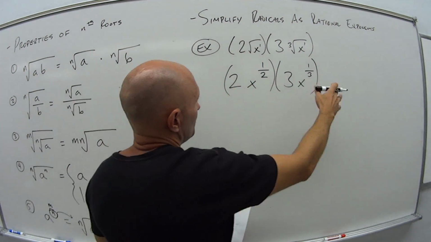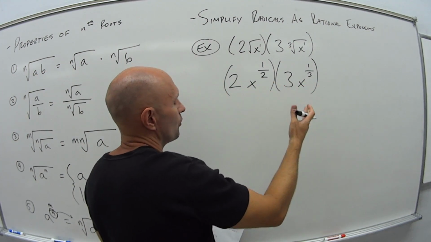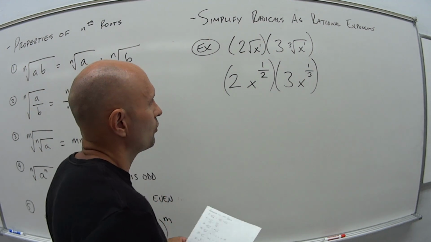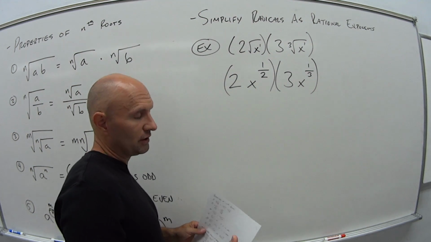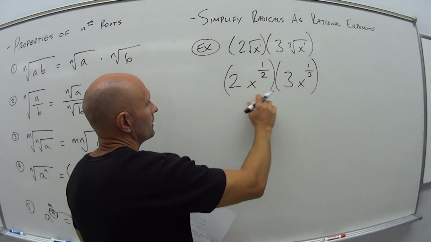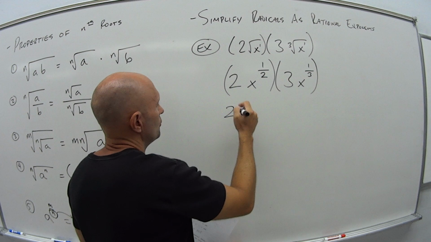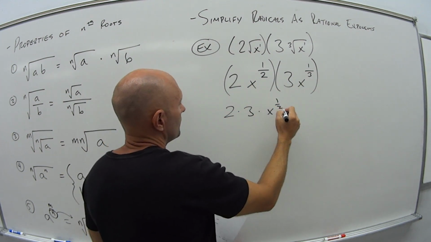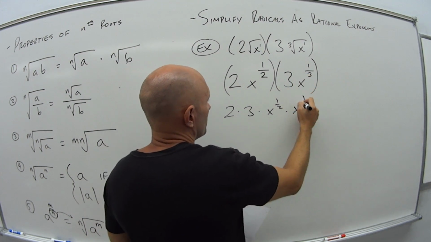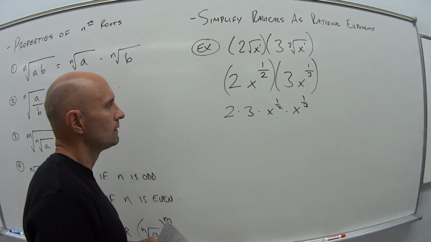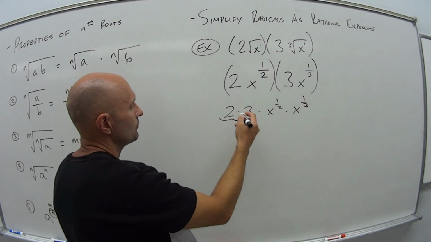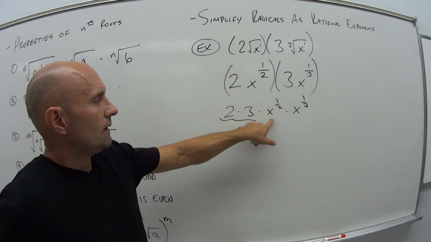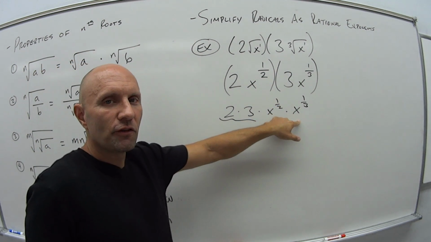So this is multiplication, so I can change the order, right? Remember, multiplication is commutative. It doesn't matter what order I do it, as long as it's multiplication. If this was addition, I couldn't do that. So I'm going to rearrange this. This is 2 times 3 times x to the 1/2 times x to the 1/3. So 2 times 3 is 6. Now I have x to the 1/2 times x to the 1/3.